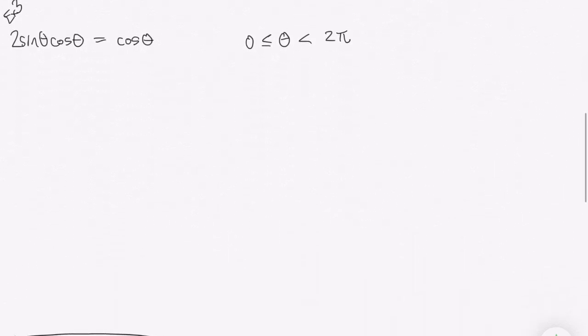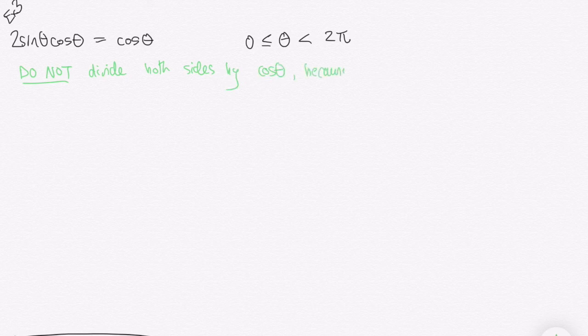Example 3. So example 3 again, we've got another equation we need to solve first, but we need to be very, very careful about this. So please do not divide both sides by cosine theta, because it is possible that cos theta could be equal to 0, and we're not allowed to divide by 0. So we need to be very careful about dividing by anything that could possibly be equal to 0.